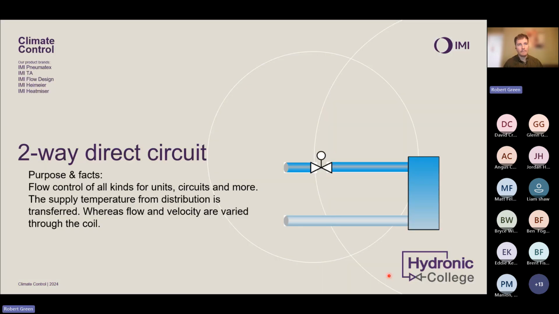And the first I'm going to look at is a two-way direct circuit. So this is flow control for all kinds of units or circuits. Here, the supply temperature from the distribution is transferred. So on the distribution side, we are flowing that same temperature into my terminal unit or into my circuit. And we are varying the flow and the velocity through this via opening and closing of this valve. So my temperatures do not change, but my flow does.